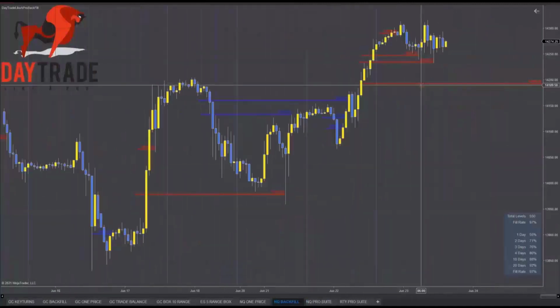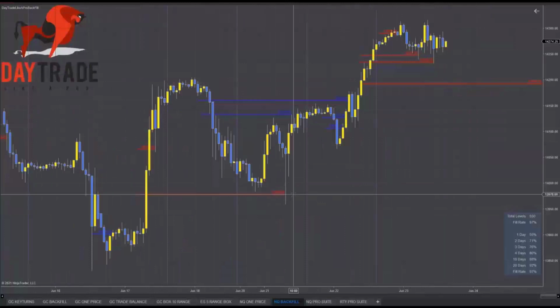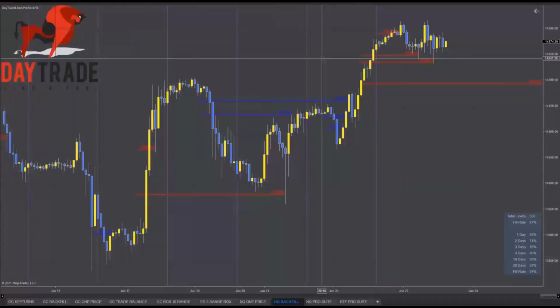Look at this big move down that happened, and look at where it stopped. So here's your backfill price. It probes through that, comes right back up. By the way, where did it come back up?